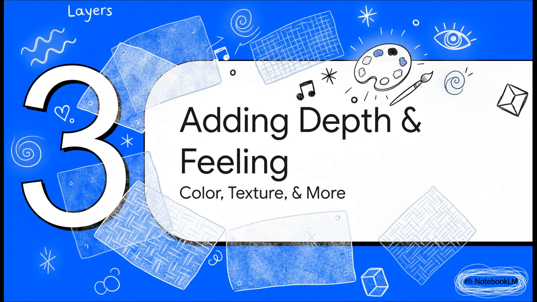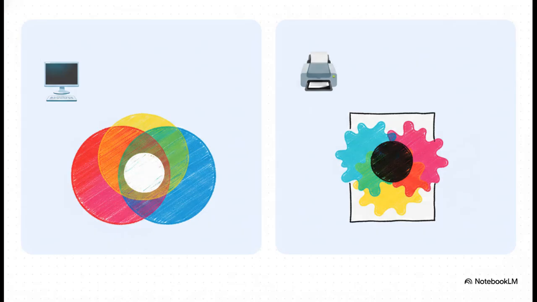Now it's time for the really fun part, adding the layers that give a piece of art its personality, its emotion, and what makes it feel real. First up, color. It's probably the most emotionally powerful tool in the box. But what's kind of wild is how we actually make color. On a screen, yep, the one you're looking at right now, we use something called an additive process. We're mixing red, green, and blue light together, and when you mix them all, you get white.